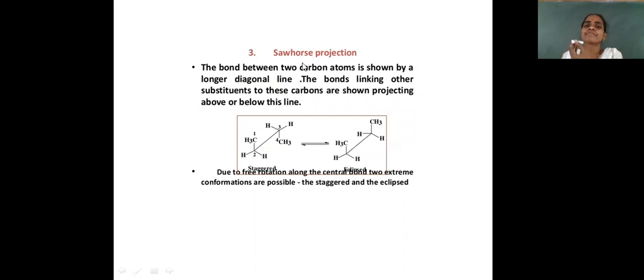And next is the Sauer's projection. So what is meant by Sauer's projection? Again, Sauer's is also applicable when the compound or isomer consists of two chiral carbons, a front carbon and a second carbon.